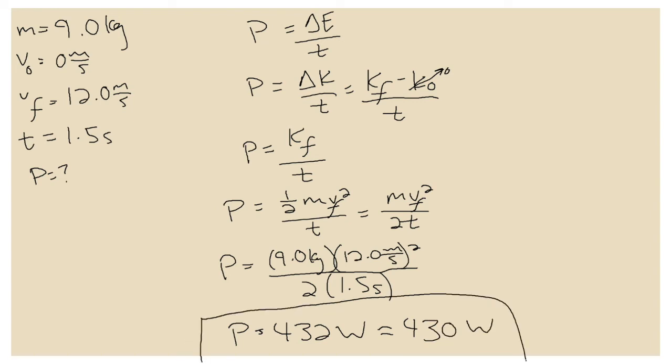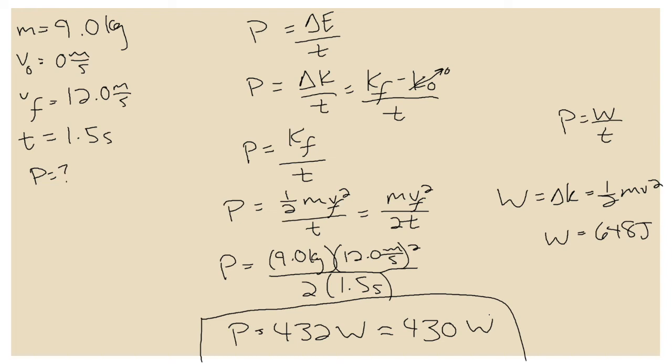Now notice here, I decided to solve for all of this at the same time. If you chose to solve for the work or the change in kinetic energy separately, then you would have gotten 648 joules for the work. The work here, being the change in kinetic energy, would just be 1/2 mv squared. If you do that calculation, you get 648 joules. And when you plug that into power equals work over time, you end up with the same answer, 432 watts, or to 2 sig figs, 430 watts. And that's it for number 2.